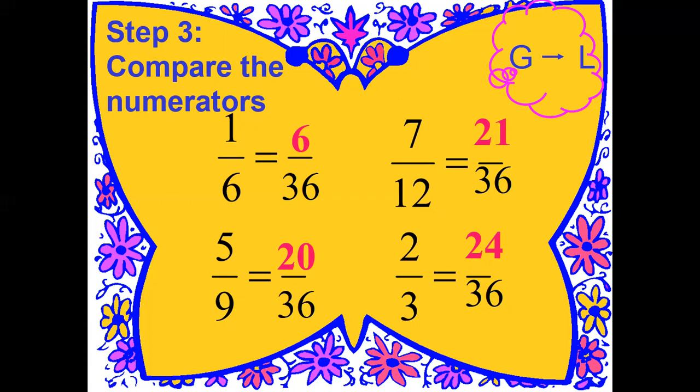So which would be the greatest fraction here? Good, the one with 2/3, right? So 2/3. Then, yes, the one with 21. So that would be 7/12. All right. And after that one, we look at 20 over 36, which is equivalent to the 5/9. And the smallest would be 1/6, which is equivalent to 6 over 36.